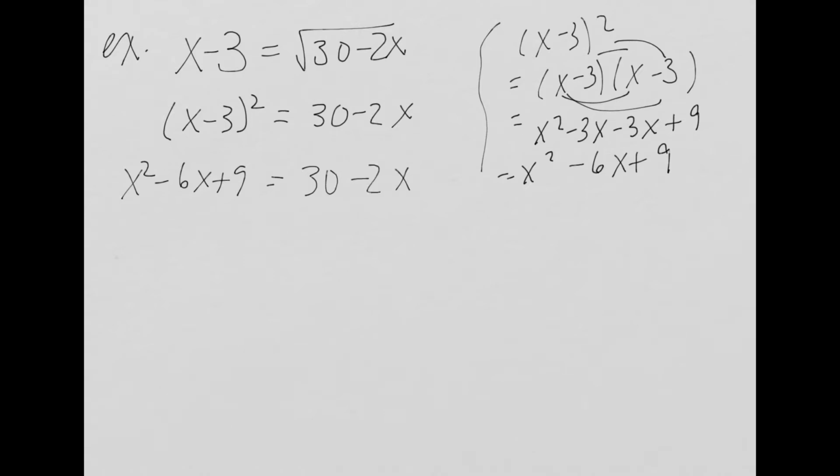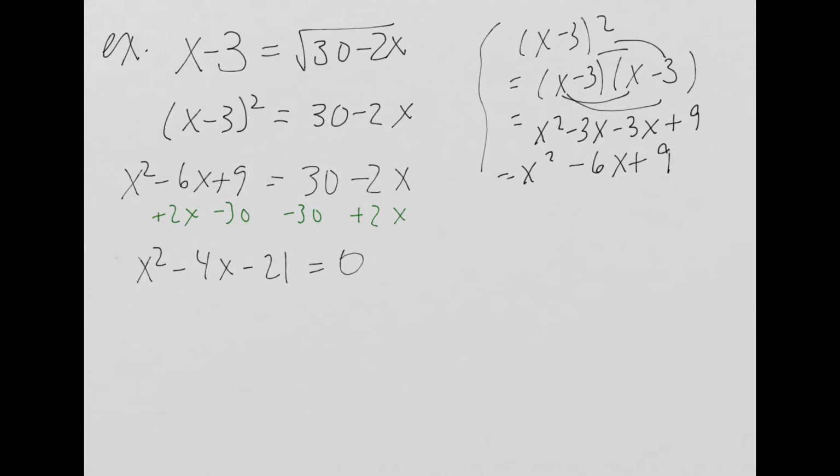Now let's try to solve this for x. Well, this is a quadratic, so how do you solve quadratics? Well, first you gotta get them set equal to 0. So I'm gonna add 2x to both sides and subtract 30 from both sides. So when I do that, I get x squared minus 4x minus 21 equals 0.